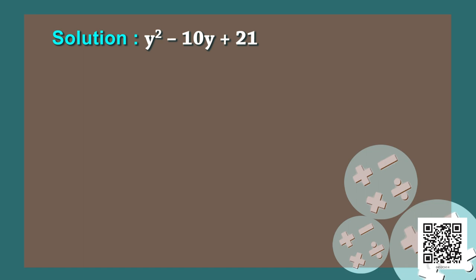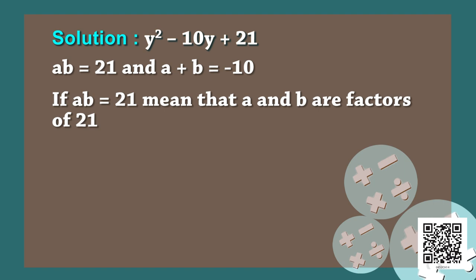So, again by comparing the right hand side of the identity 4 with this expression, we find A into B is equal to 21 and A plus B is equal to minus 10. If AB is equal to 21, it means that A and B are factors of 21. Note that their product must be 21 and their sum must be minus 10, so we have to take both the terms as negative.